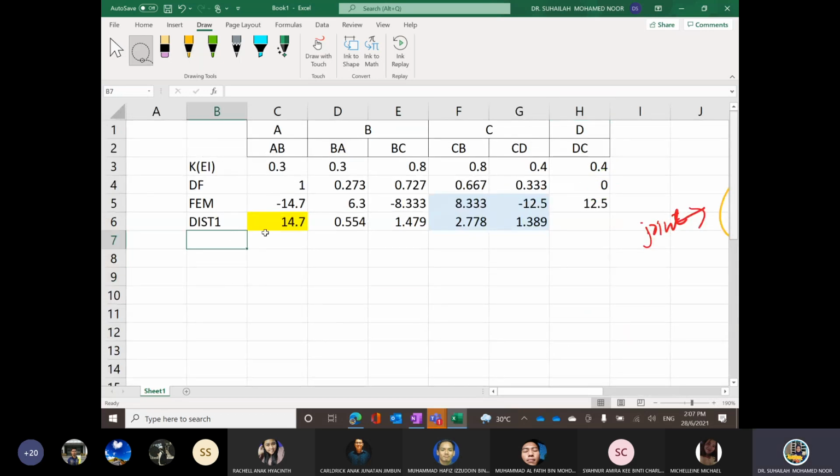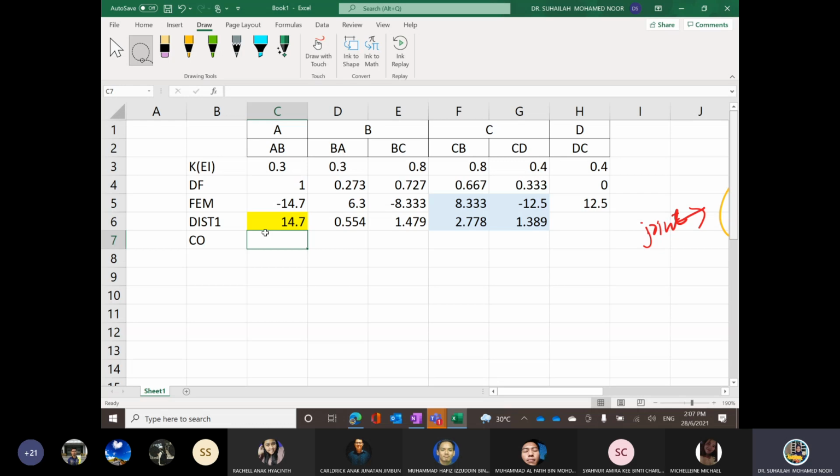Okay, so next is carry over. At this stage, carry over. We must carry the value to the opposite joint, which means it must cross the boundary. Cross boundary means that from B we carry the value to A, from A to B, B to C, C to B, C to D, D to C.